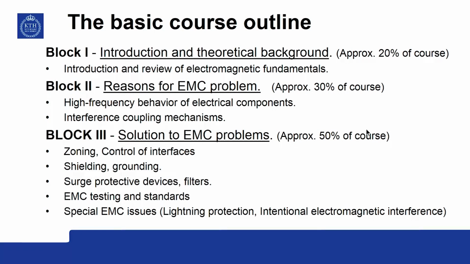These solutions can be different types of measures like zoning, control of interfaces, shielding, grounding, surge protective devices and filters. We also will deal with EMC testing and standards, a short introduction to that, and some special EMC issues where you require some specific kind of measures. For example, protection against lightning phenomena and intentionally created electromagnetic interference.